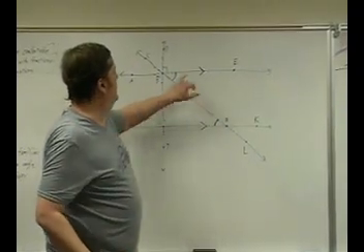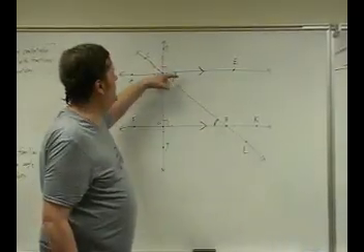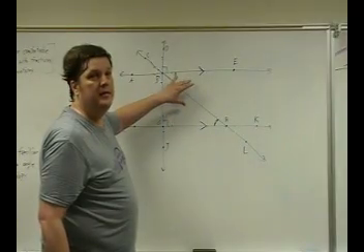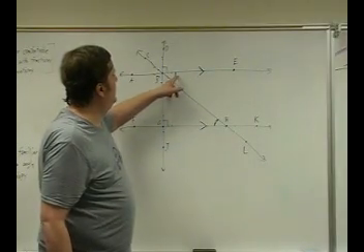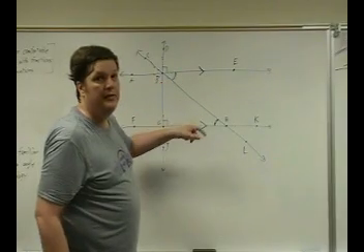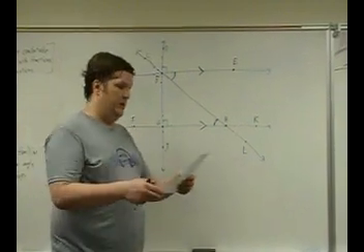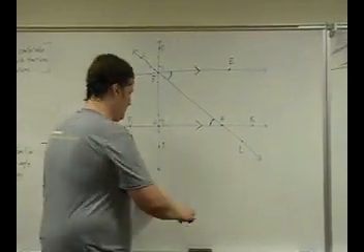So again, I've got the parallels, I've got the transversals. The interior angles are the ones inside, between the parallels. It's in the space between the parallels. And if it's on this side of the transversal and it's alternate, it's going to be on the other side of the transversal, but still inside the parallel lines. So alternate interior angles.